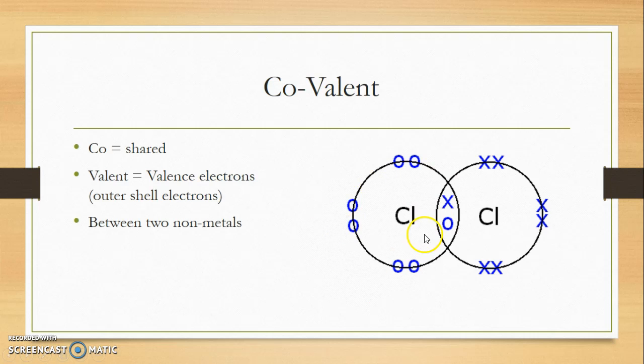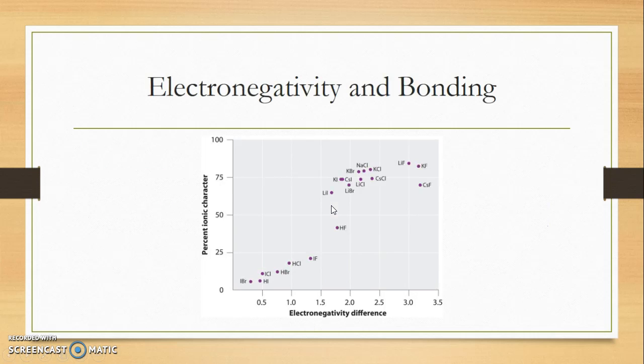Okay, so just to go through it again, chlorines or any two nonmetals can bond when they share an electron. This way they can each reach their octet. So why do things bond covalently versus ionically? What exactly is going on there? Let's have a look at this graph here.